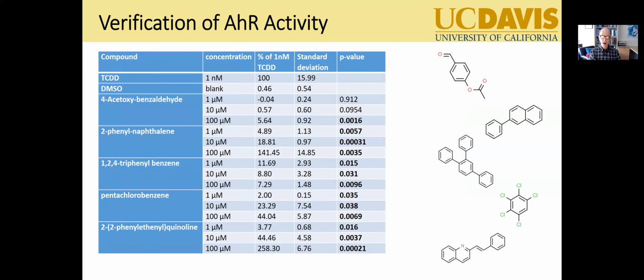So we went out and we bought 5 compounds and we tested them on the CALUX AhR assay. And what we found was that all 5 of them had statistically significant aryl hydrocarbon receptor agonist activity at different levels here. So you can see in the far right column, the p-value of the difference between the assay result and the blank, which is a solvent blank. And in all but 2 of these cases, these tests were statistically significant at the 95% level.